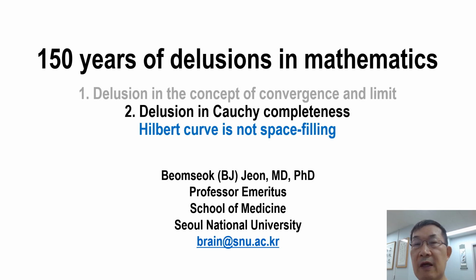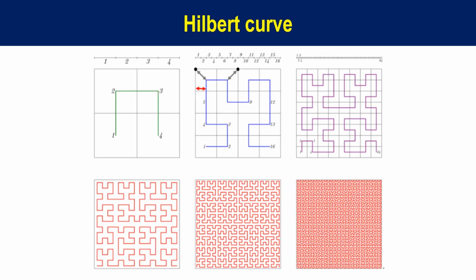Another famous space-filling curve is the Hilbert curve. The Hilbert curve is constructed by successive iterations of subdividing subsquares into 4 smaller subsquares. The smaller subsquares are connected by rotation and reflection of the fundamental image given in the first square.